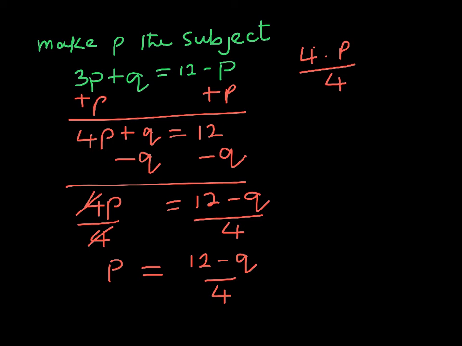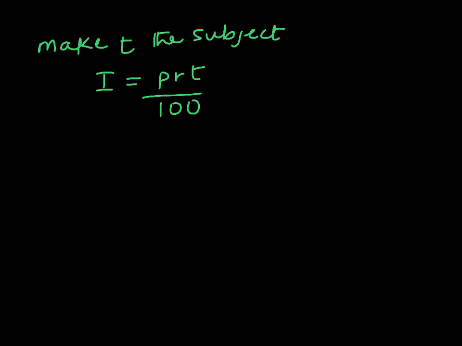If you know q, then you can solve for p. So if q, for example, is 4, then 12 minus 4 is 8. 8 divided by 4 gives you 2. So we know p will be 2. How easy is that? Now let's make t the subject of this formula.